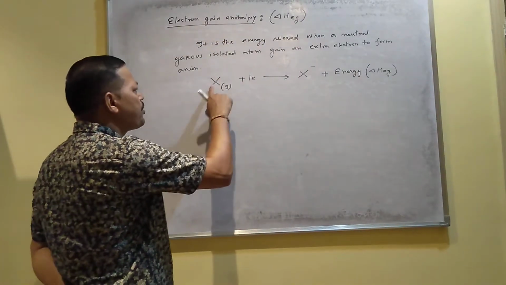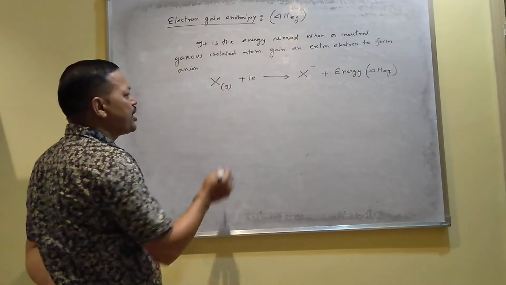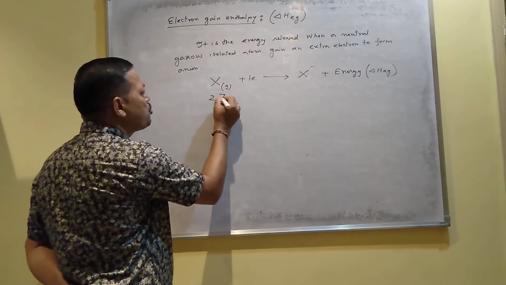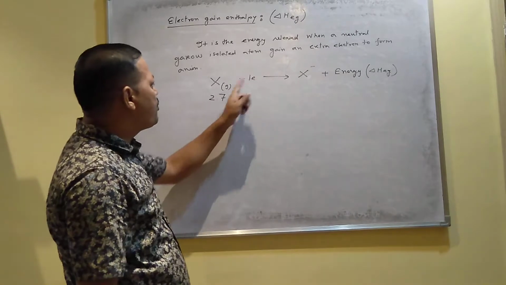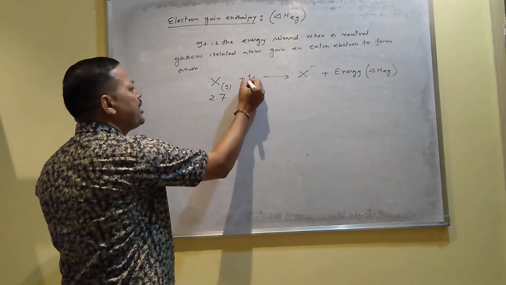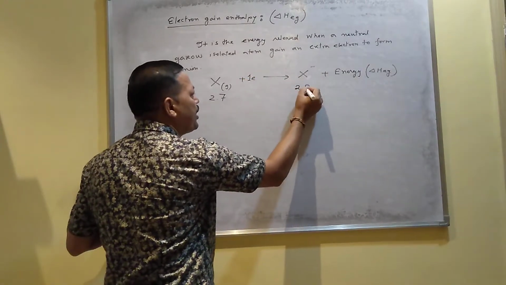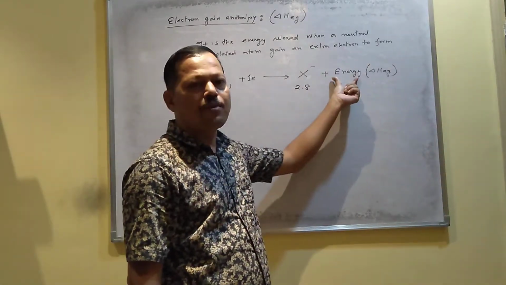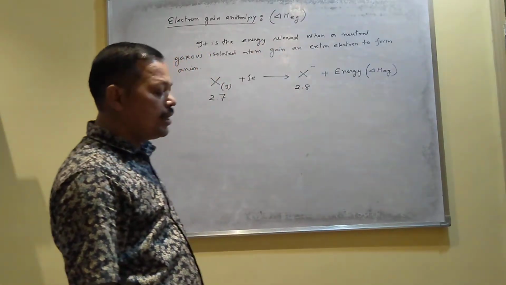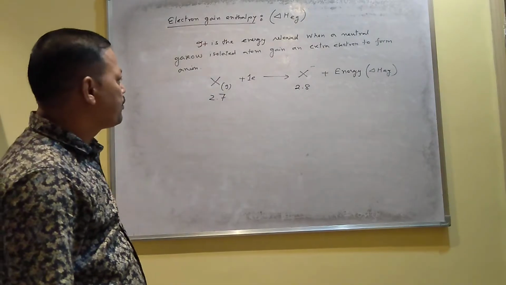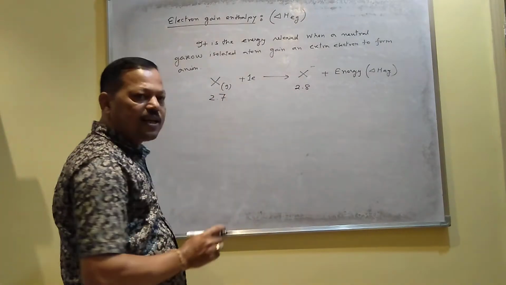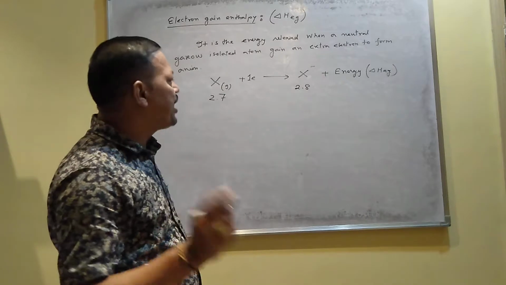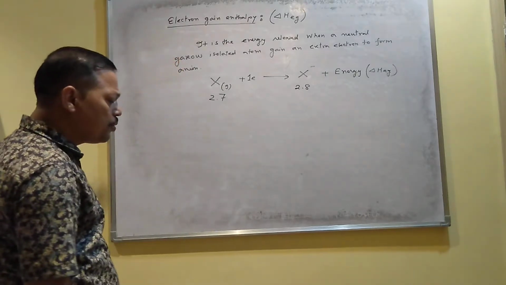So X is one of the atoms, it is a neutral atom in the gaseous state. Suppose its electronic configuration is 2,7. When it gains one extra electron, after gaining, the electron configuration becomes 2,8 and it becomes stable, and due to stable formation it releases some amount of energy. That energy is called electron gain enthalpy, and since the energy is released, that's why it is represented by negative sign.